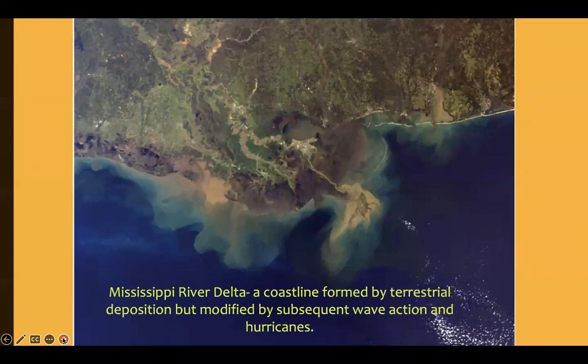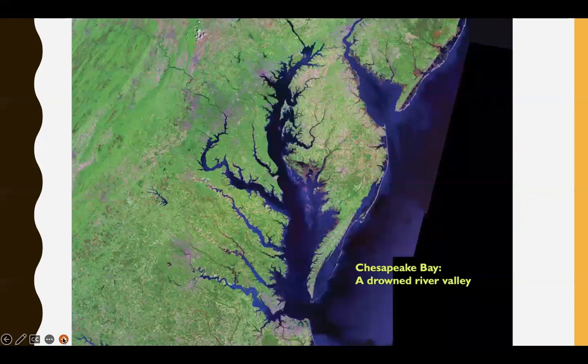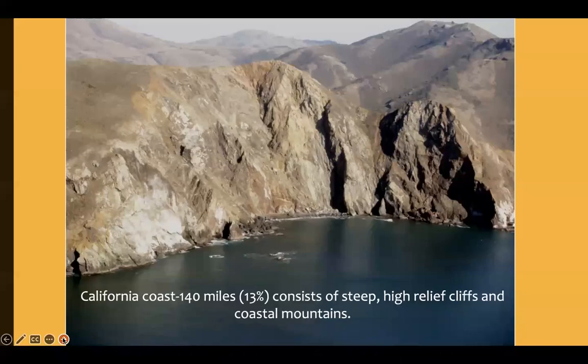And then we have the Mississippi River Delta. So this is an aerial photo where you see all the sand and the stuff coming out of the Mississippi River, and it goes into the ocean, and then it forms a coastline when we have waves and hurricanes. Chesapeake Bay is a drowned river valley. So that means it's a very low-lying valley covered up by water.